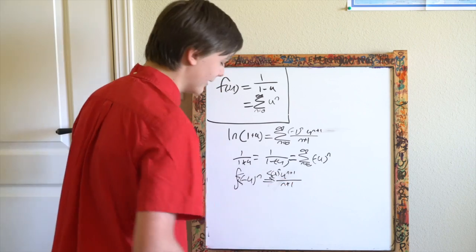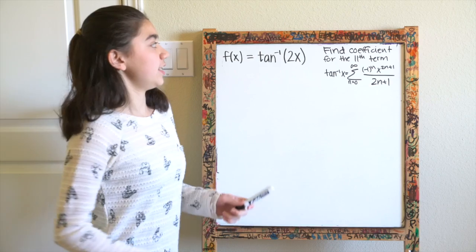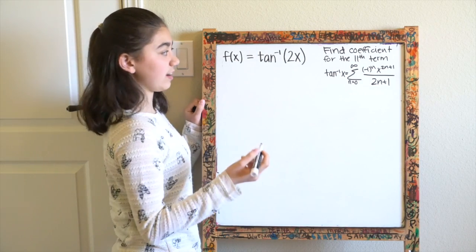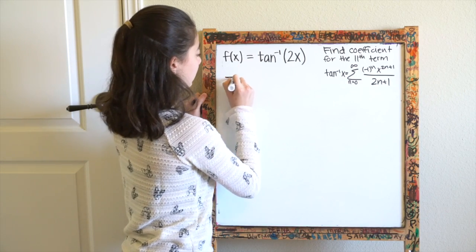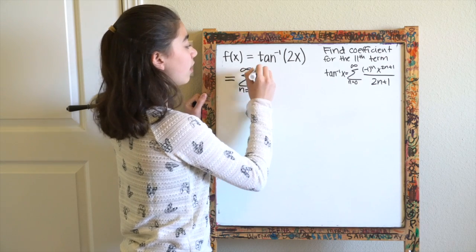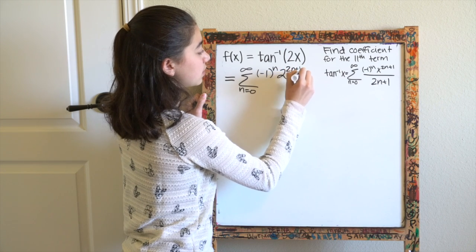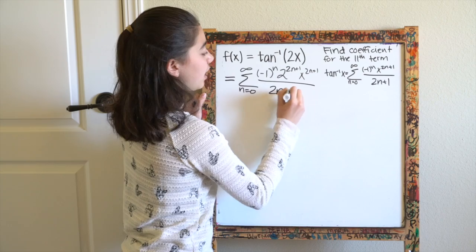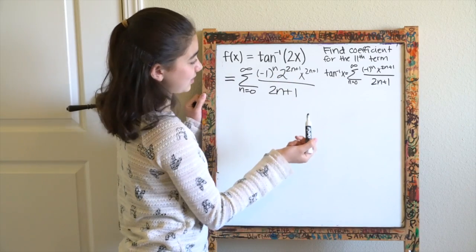Deal with it. Okay. For this problem, we'll have to find the coefficient for the 11th term. So first we have to write the Taylor series for this tan inverse of 2x. So here's the formula that we have to memorize. And so it will equal the summation from n equals 0 to infinity of negative 1 to the n of 2 to the 2n plus 1 x to the 2n plus 1 all over 2n plus 1. And then I just split 2 and x, so it'll be nicer like that.